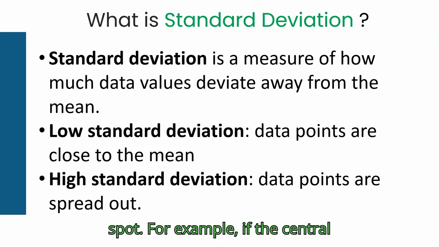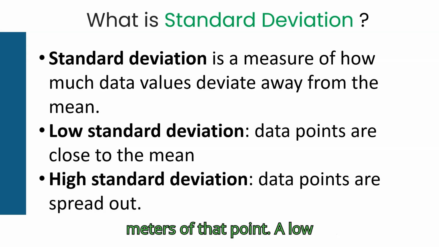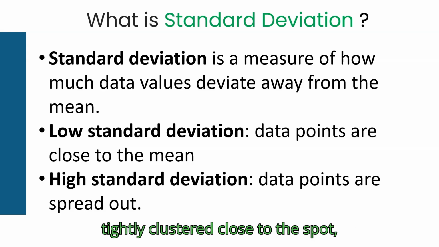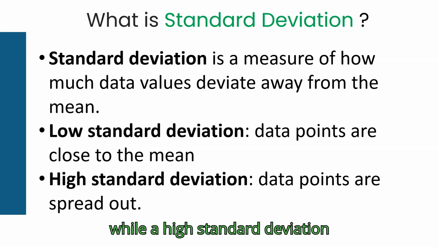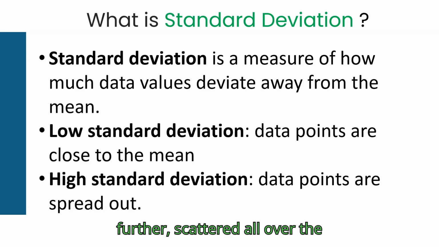For example, if the central spot is a point in a park and the standard deviation is 5 meters, most people are standing within 5 meters of that point. A low standard deviation means the group is tightly clustered close to the spot, while a high standard deviation tells us people are spread out much further, scattered all over the park.